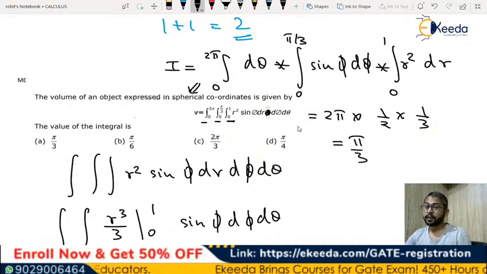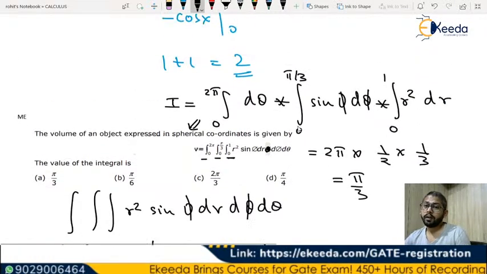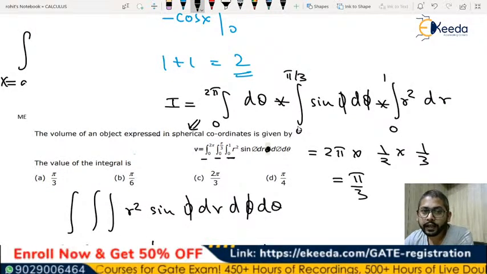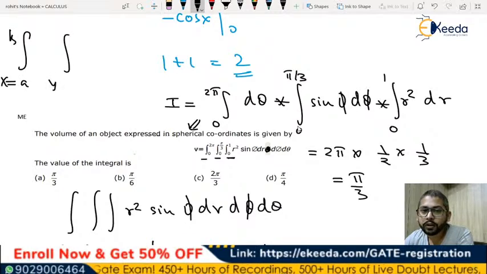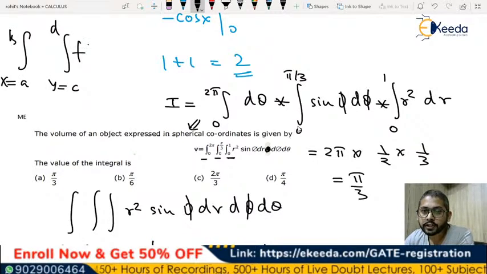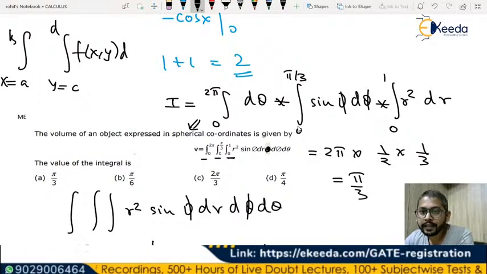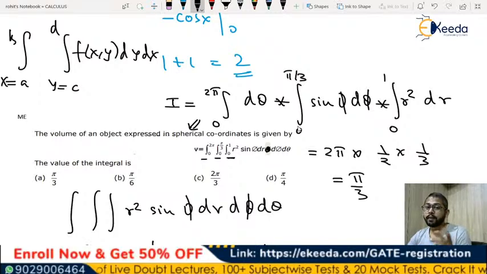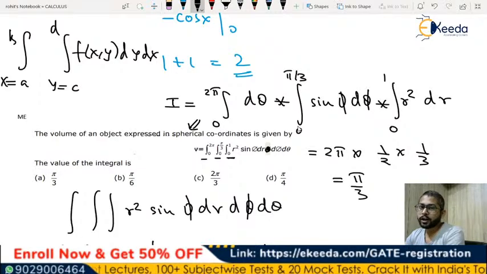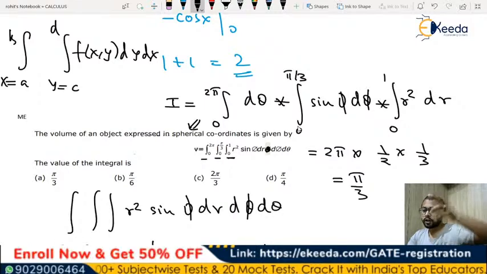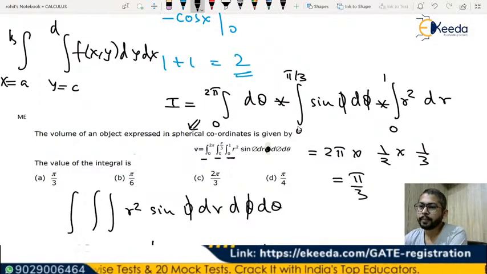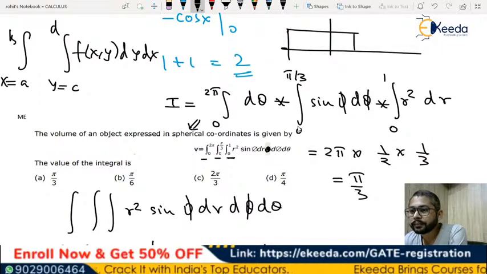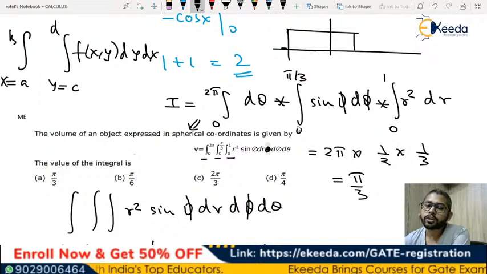But when the limits are like this, suppose for double integration you have x from a to b and y from c to d, let's say all these are constant, dy dx. In this case, you can change the order of integration and you don't have to change the limits. Why? Because x is also having constant limits, y is also having constant limits. So this can happen only when it is a rectangle. This is only possible when it is a rectangle.